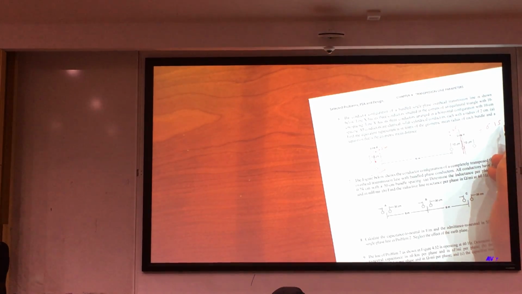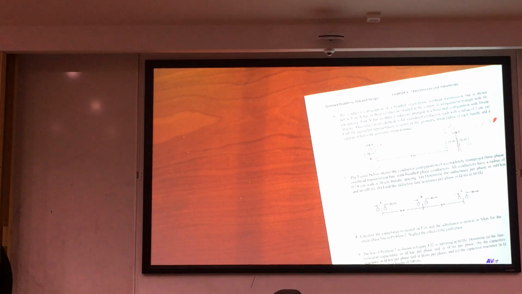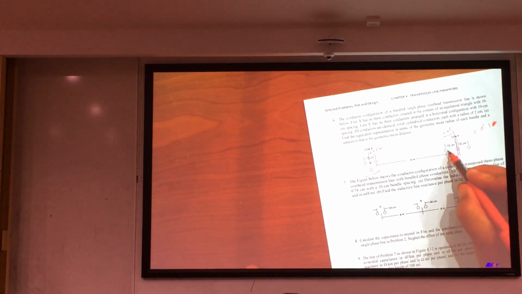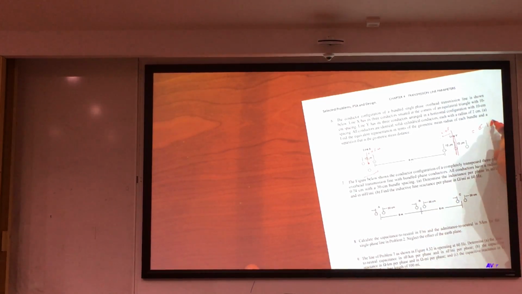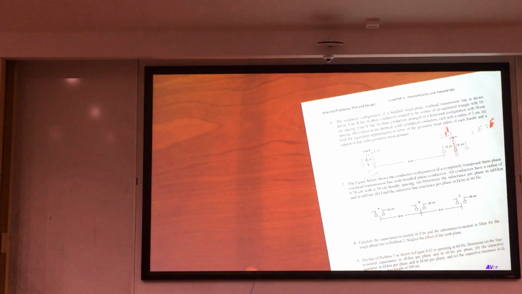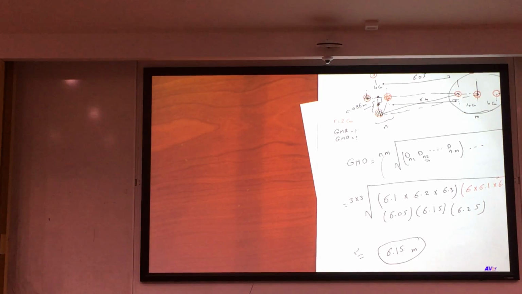Is that right? 6.1. Sorry, 6.1, you're right. No, that's 0.1. 10 centimeters, 0.01 meter. So 6.15 is right, which is the same result we calculated from the actual form with the nm root.